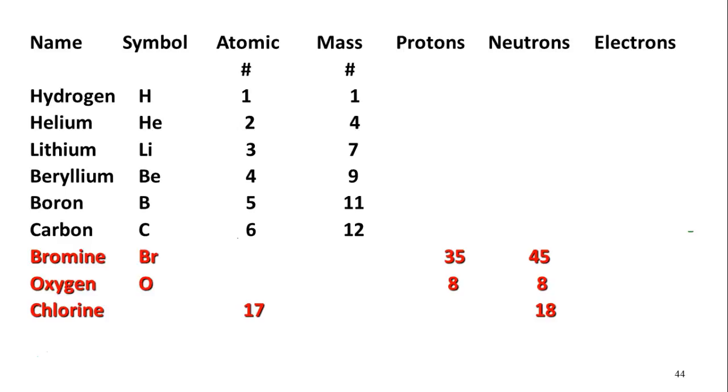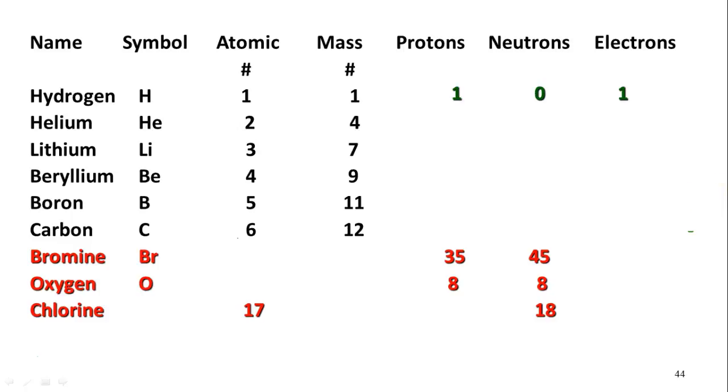Okay, so now we're going to look at a bunch of elements and try to figure out the missing information. For hydrogen, if this particular hydrogen has a mass number of 1, and hydrogen always has an atomic number of 1, figure out what the number of protons, neutrons, and electrons will be. Well, the number of protons is going to be 1 because of the atomic number. But the mass number is also 1, so we can tell that there are 0 neutrons, and there's 1 electron because we have to have the same number of electrons and protons.